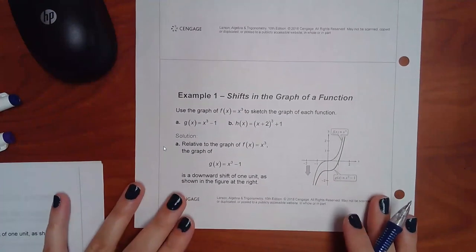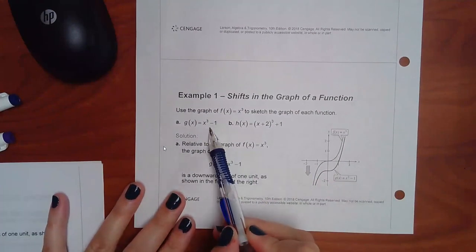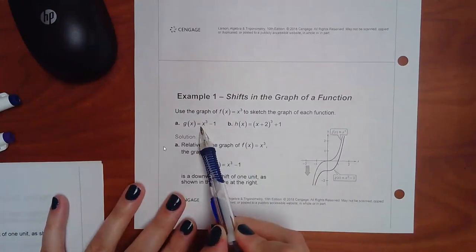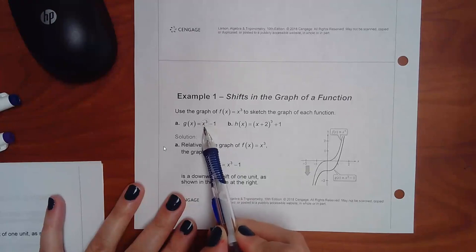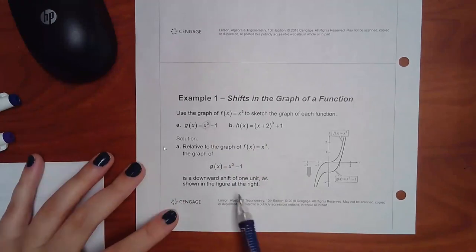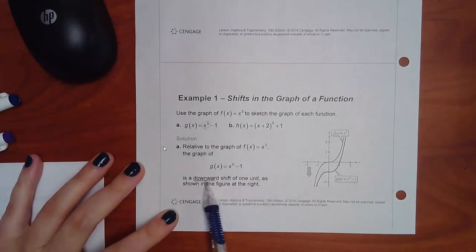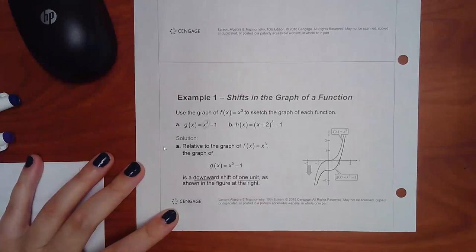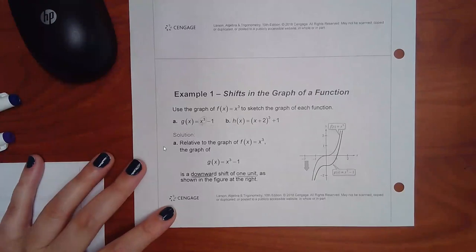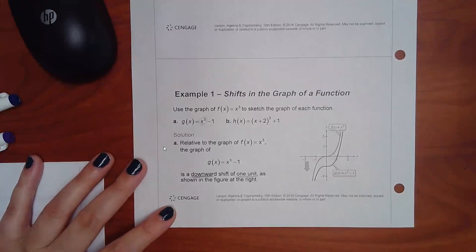So for example one, this one only has one shift happening. There's only one thing happening to my parent function, which happens to be x cubed in this case, okay? And since it's a minus one outside, it's going to be moving downward that one unit, because of the number one, okay? If I were minus five, I'd be moving down five units, right? Whatever that number is, that tells you how much.